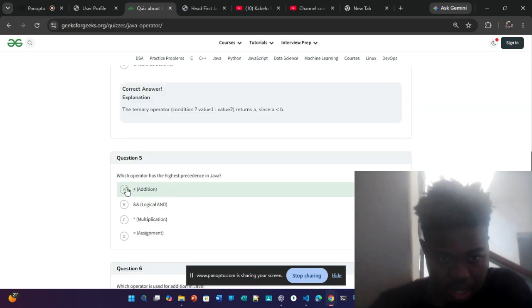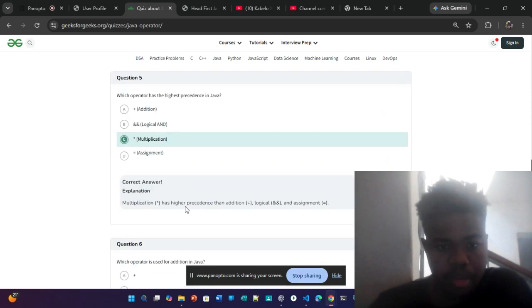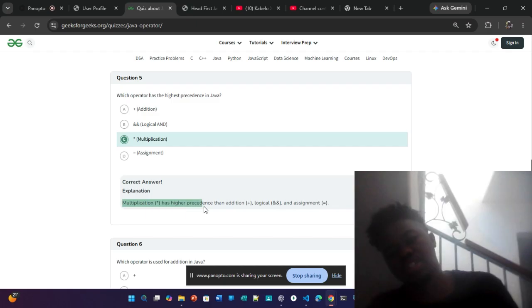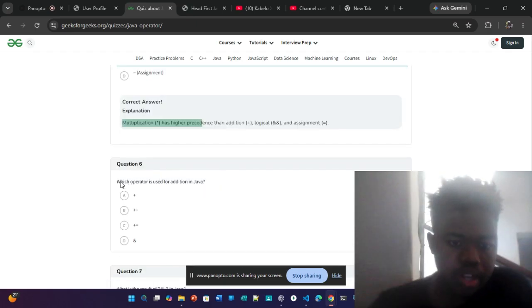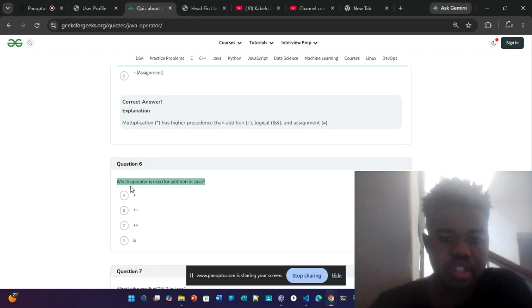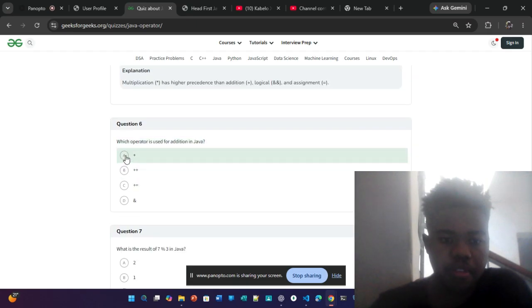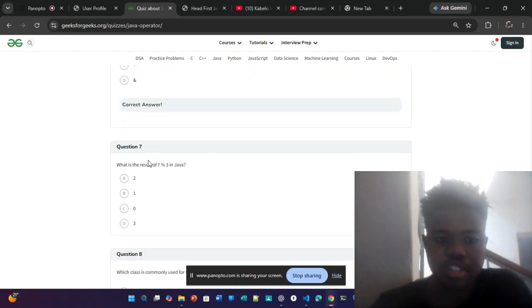Which operation has the highest precedence in Java? This is the one that's used the most. Multiplication is the highest in Java. Which operator is used for addition in Java? Plus. Simple maths. What is the result of 7 percent 3 in Java?